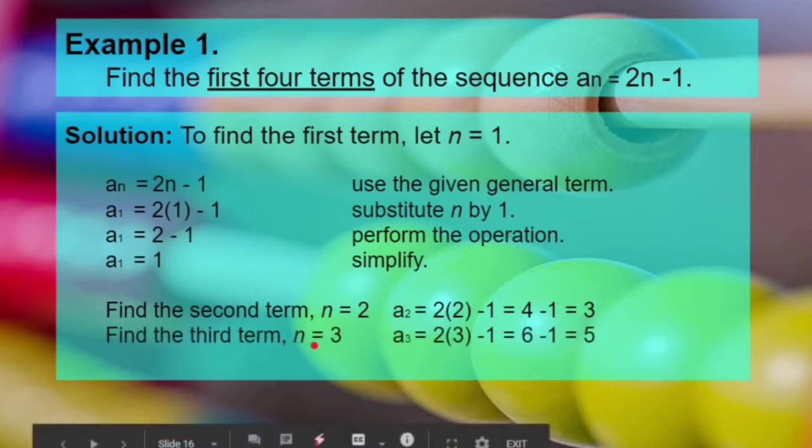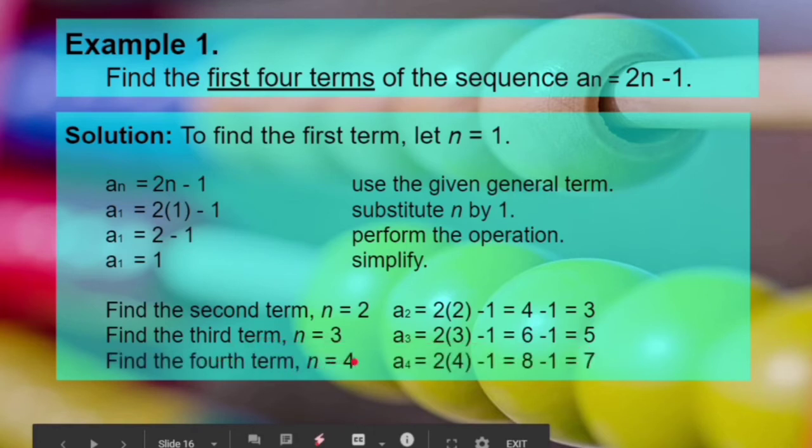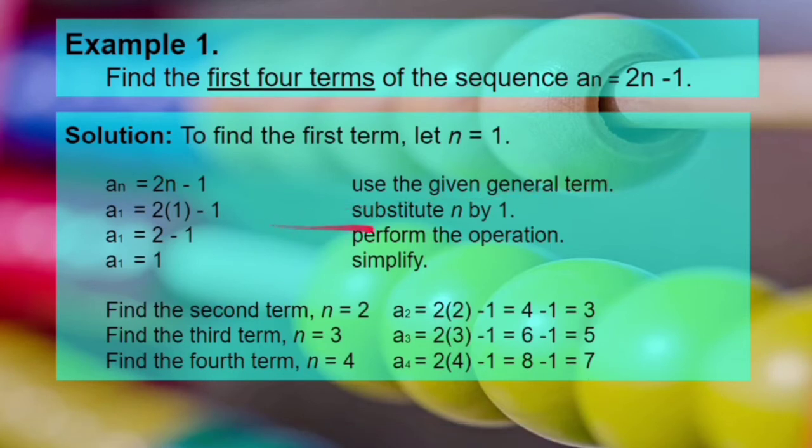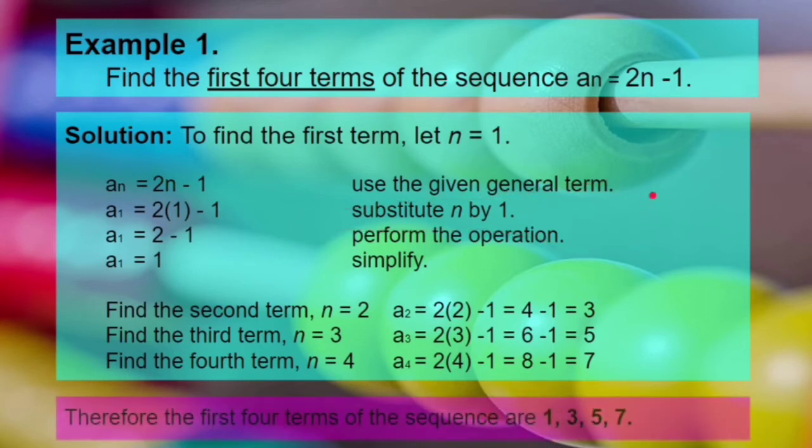For the third term, n equals 3, again substitute and then perform the operation. So we will have 6 minus 1 equals 5. And lastly, for the fourth term, n equals 4. So a sub 4 is equal to 2 times 4 minus 1. That is 8 minus 1 equals 7. So we now have 1, 3, 5, 7. Therefore, the first 4 terms of the sequence are 1, 3, 5, 7.